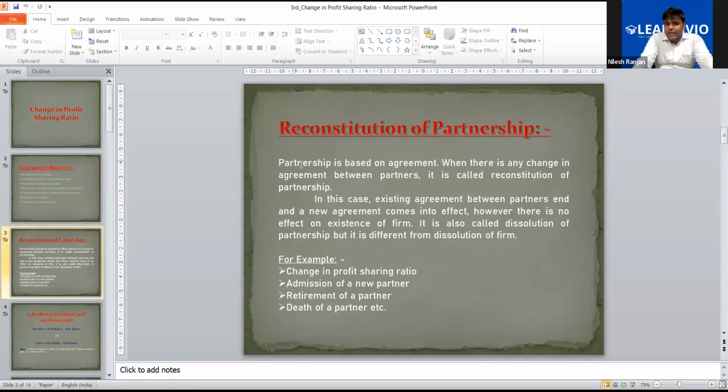So partnership is based on agreement, and when there is any change in the agreement between partners, it is called reconstitution of partnership. In this case, the existing agreement between partners ends and a new agreement comes into effect. However, there is no effect on the existence of the firm. It is not ending the firm. It is just a change in relationship. So it is also called dissolution of partnership, but it is different from dissolution of firm.